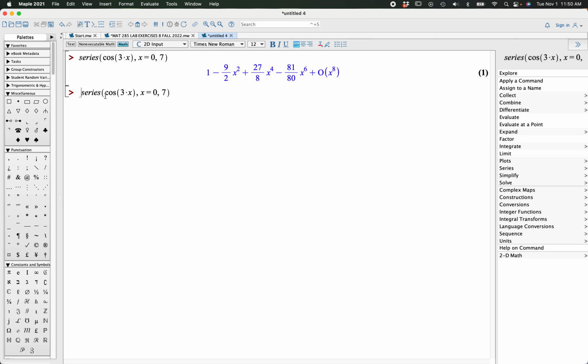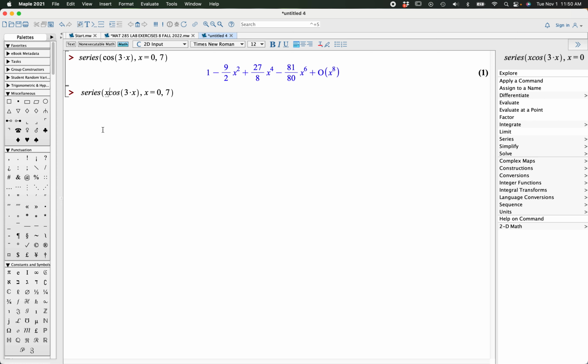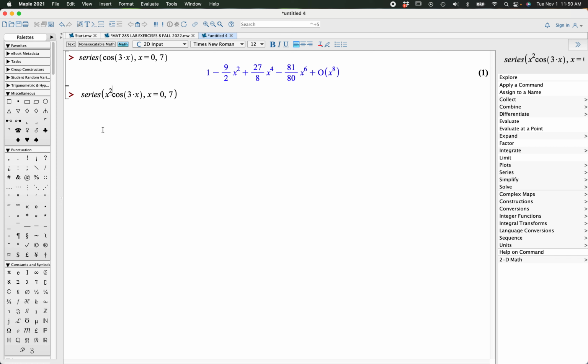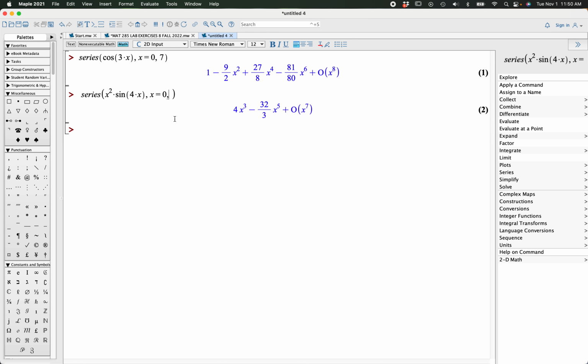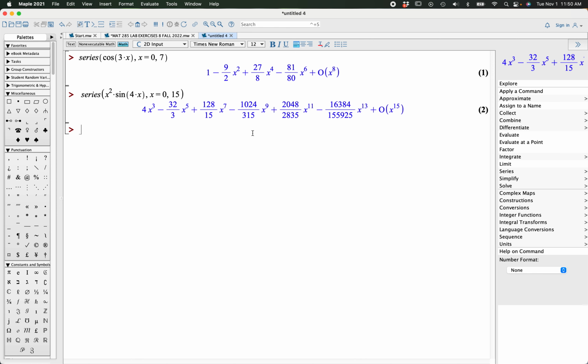And for the second item, we have our function, which is x squared times the sine of 4x. If we say x will go from 0 to 7, we get just a couple of non-negligible terms. Let's say I go from 0 to 15. Okay, so you get your first 4 non-negligible terms in Maple. We have 4x cubed minus 32 thirds x to the 5th, and so on.